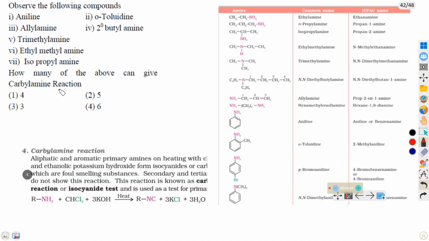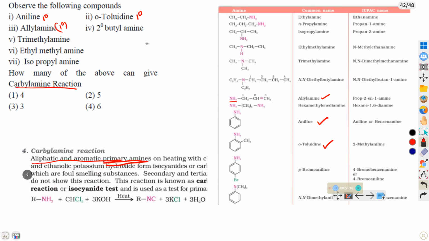Observe the following compounds. How many of the above can give carbylamine reaction? We know that aliphatic and aromatic primary amines give carbylamine test. First of all, check it. Aniline. Aniline is 1 degree, primary only. Orthotoluidine is also primary amine only. Allylamine is also primary amine only.